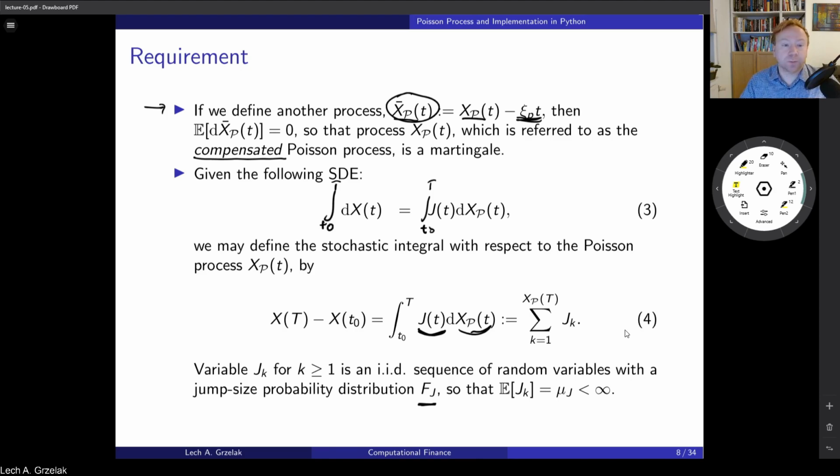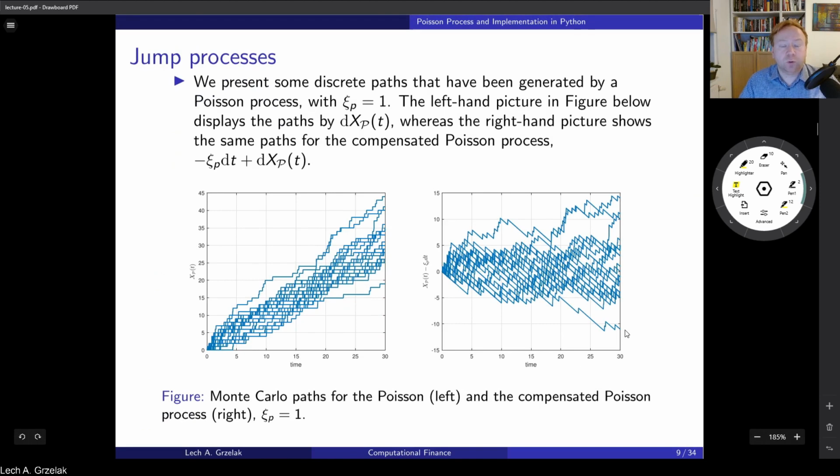Okay, this is what we get once we simulate. On the left-hand side is the process Xp, and on the right-hand side we have the compensated process. You see that on the left we have an average which is growing this way, and on the right the average is simply 0. So this is Xp(t), and here we have X̂p(t), the process defined here, which is the compensated version.